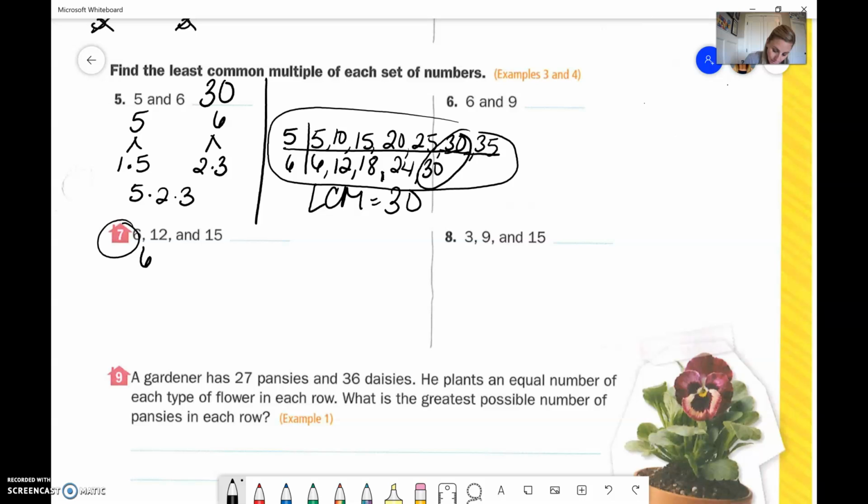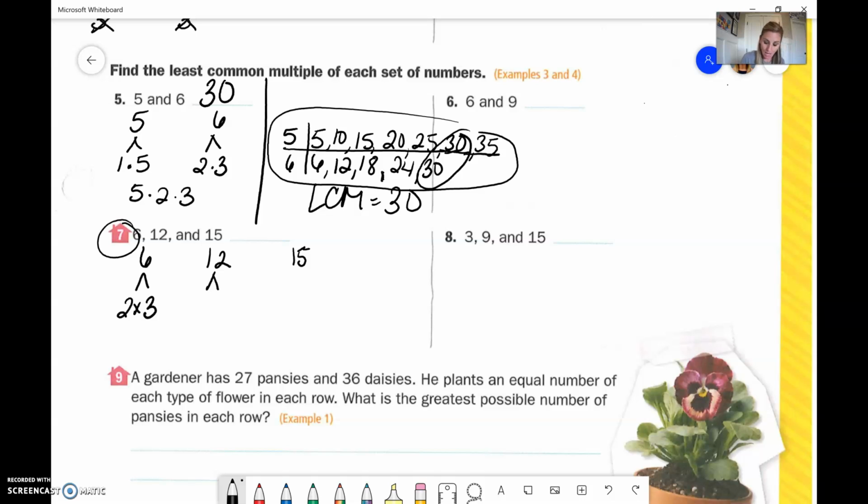So we're going to do 6, 12, 15. I can break down 6 because 6 is composite, and I'm going to break it down into numbers that are prime. That's why it's called prime factorization. So we're going to break it down to 2 times 3, and I know that 2 and 3 are both prime, so I'm done with that number.